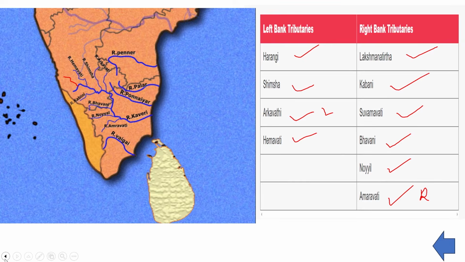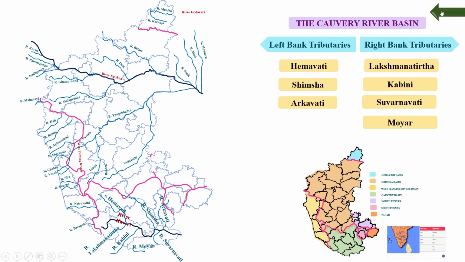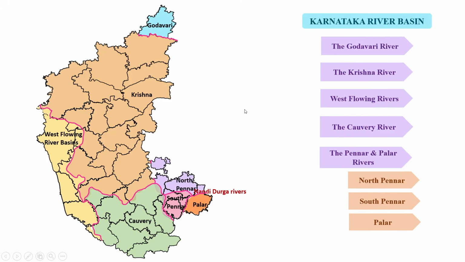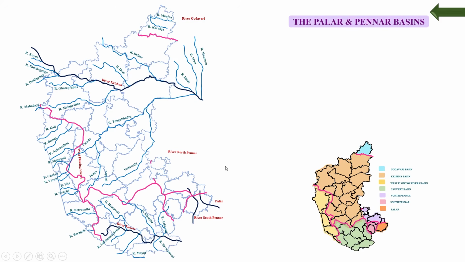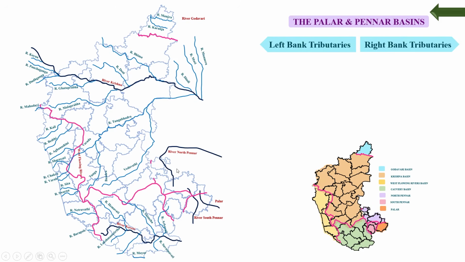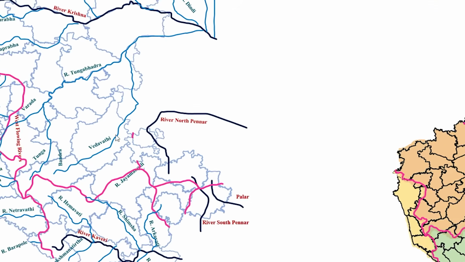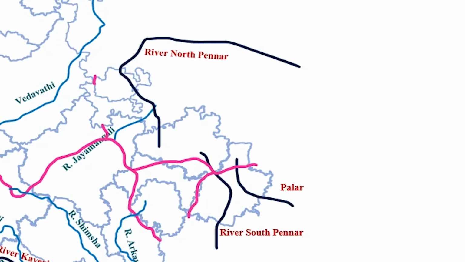So these are the rivers in the river basin of Kaveri. Now let's go to the last one, that is the Pennar and Palar rivers. I've told you that Pennar and Palar rivers follow a radial basin. That is, we have Nandidurg range here, and from the Nandidurg range, all these three rivers emerge, right? So let us see the river patterns of Palar and Pennar. The North Pennar has left bank tributaries as Jayamangali and right bank tributaries as Chitravati and Papagni.